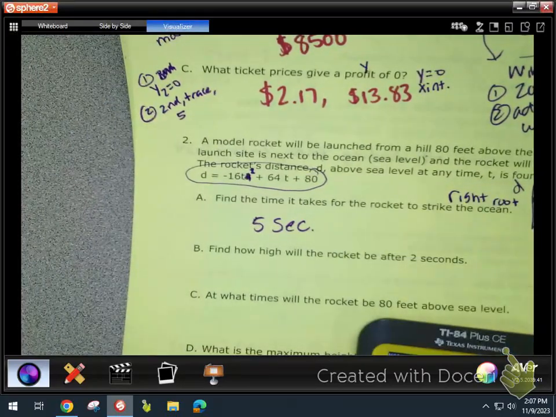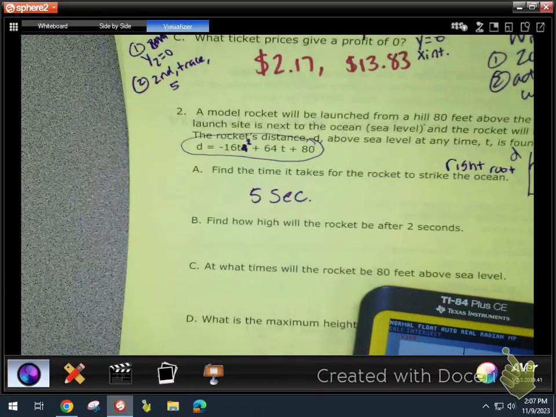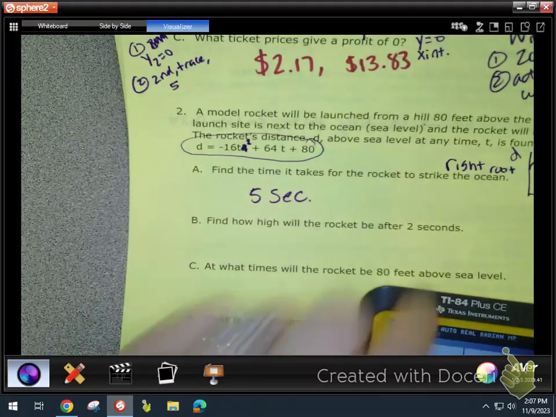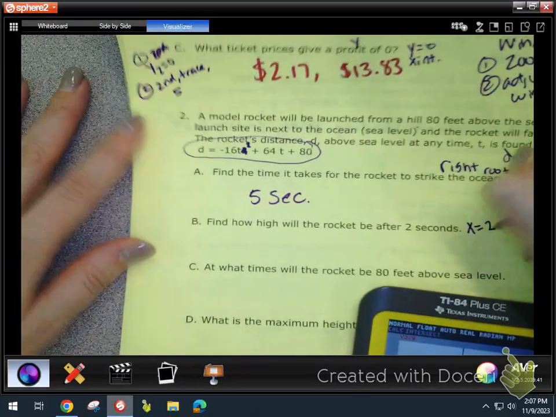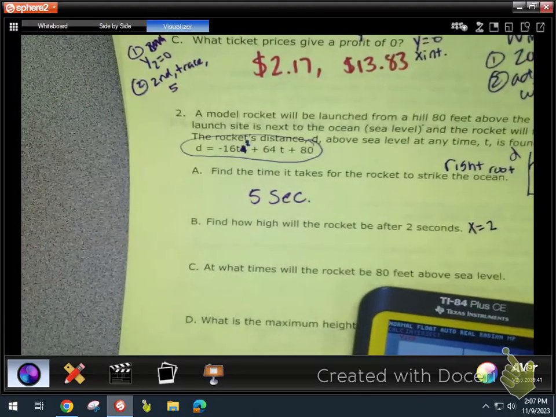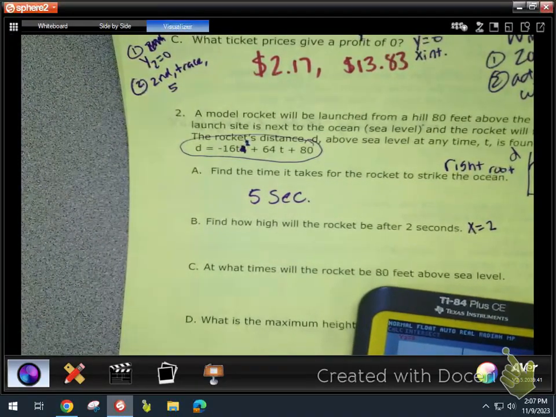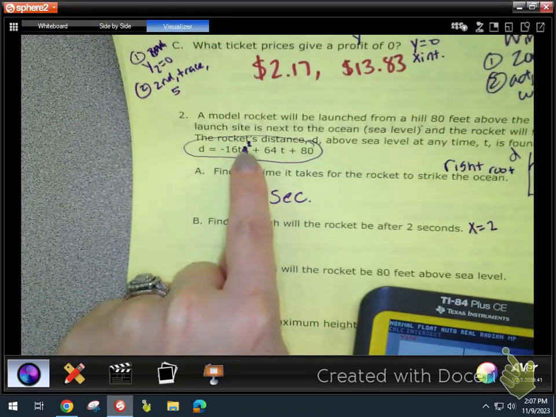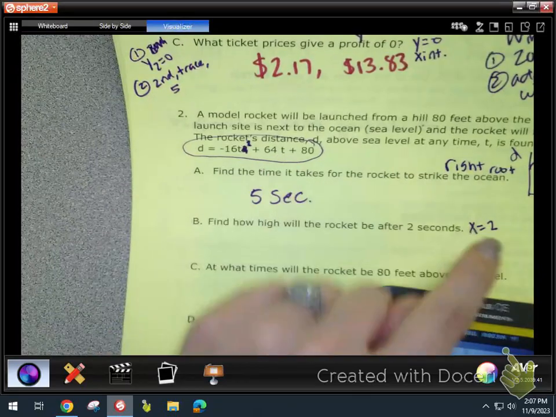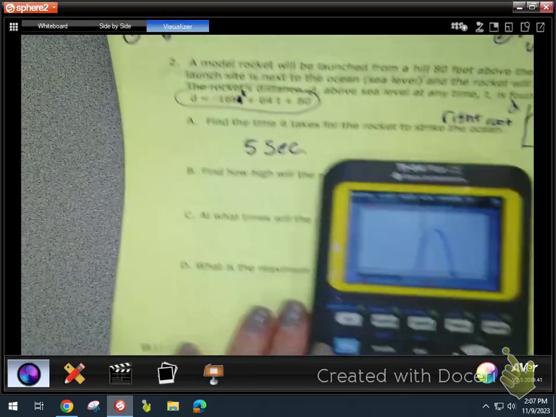All right, next question. How high will the rocket be after 2 seconds? Is 2 an X or a Y value? That's an X. That's when X equals 2. If you want to find a Y value, you don't have to do second trace. This is even easier. When you're given an X value and need to find the Y value, you have 2 options: plug in a 2 into the equation, or if it's a whole number, take yourself to the table.